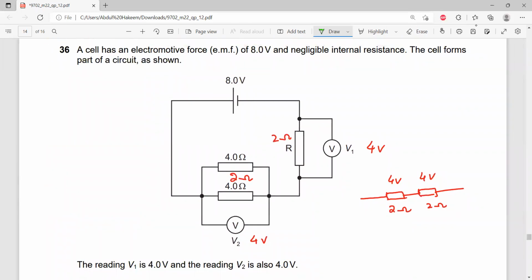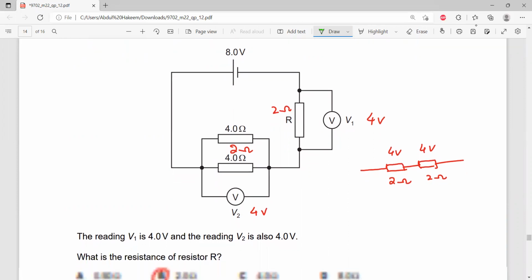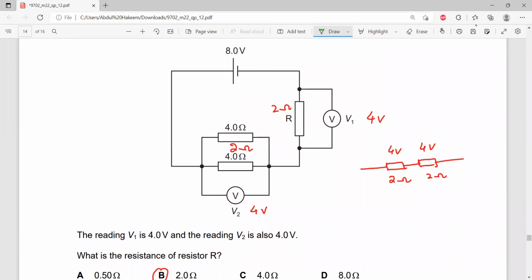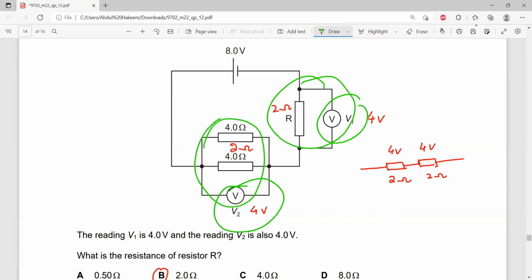Now move to the 36. A cell has an EMF of 8 volt. Its internal resistance is negligible. The cell forms part of the circuit. The readings of V1 and V2 are both 4. It means this voltage is 4 volt, this is 4. So the voltage across this and the voltage across this combination is the same. It means the resistance is also the same.